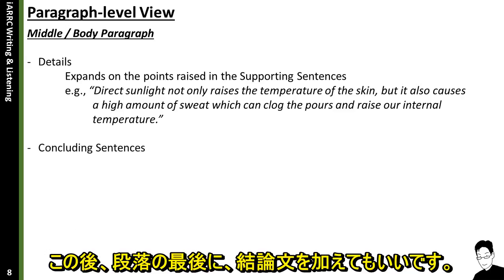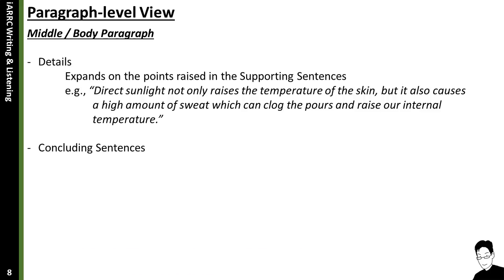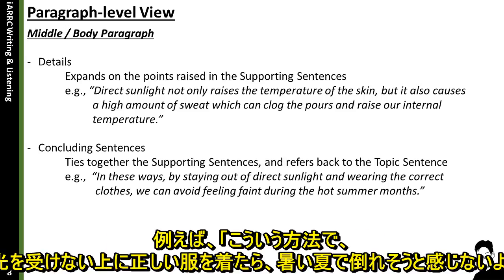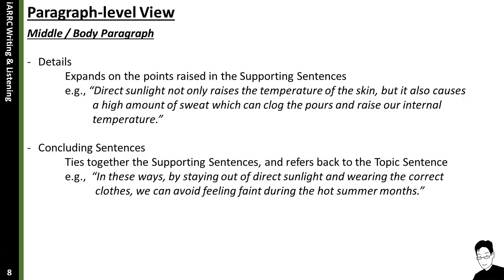After this, at the end of the paragraph, we might include a concluding sentence. The concluding sentence ties together the supporting sentences and refers back to the topic sentence. For example, in these ways, by staying out of direct sunlight and wearing the correct clothes, we can avoid feeling faint during the hot summer months.